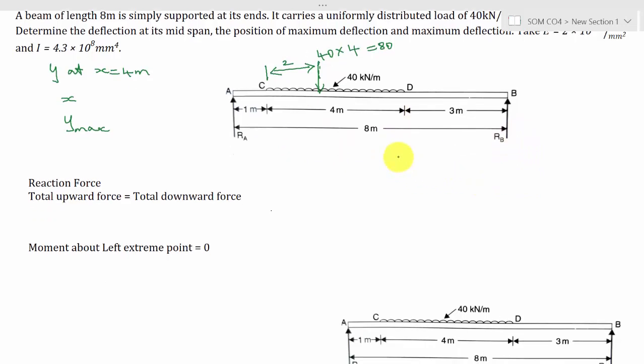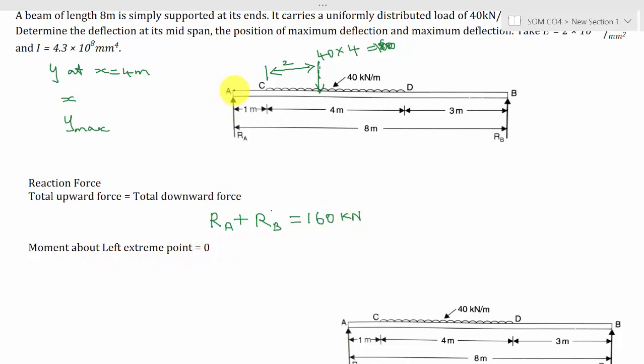So let me calculate the reaction force first. First I have considered the total upward force is equal to the total downward force. So RA plus RB is equal to, sorry, here it is 160, it is not 80. Here it is 160. So RA plus RB is equal to 160 kilonewton.